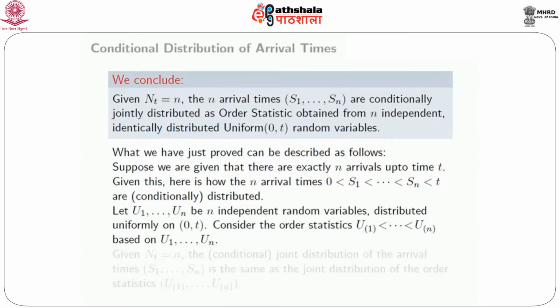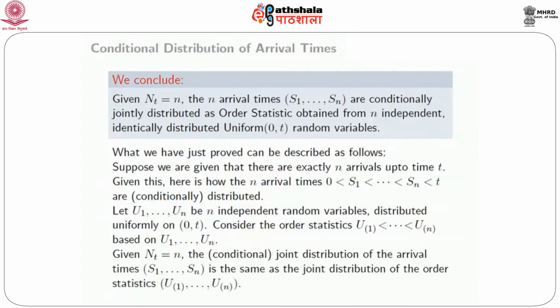Call them U bracket 1 less than U bracket 2 less than U bracket n. So this is the order statistic based on these IID uniform 0 to t random variables U1, U2, Un. Then given Nt equal to n, the conditional joint distribution of the arrival times S1, S2, Sn is the same as the joint distribution of the order statistics U bracket 1 through U bracket n. So S1, S2, Sn conditional on Nt equal to n behave exactly as if you have picked n IID uniform 0 to t random variables and ordered them.